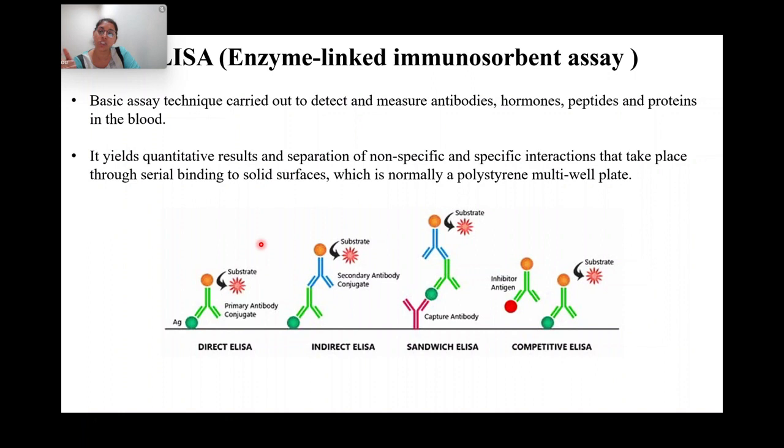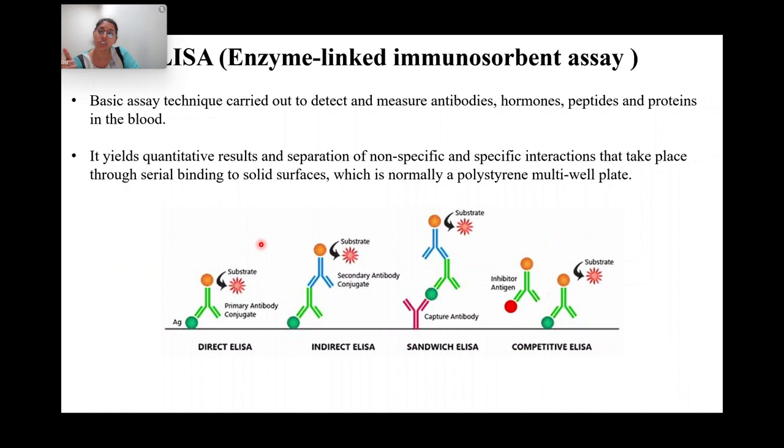So in indirect ELISA, the first step remains the same: you have an antigen which is bound to the antibody. But the antibody which is actually used for detection is not the antibody that you have generated specifically against the antigen. This is something called a secondary antibody, which is conjugated with an enzyme, which will convert a chromogenic substrate to a chromogenic product. So indirect means that you are using a second antibody here.